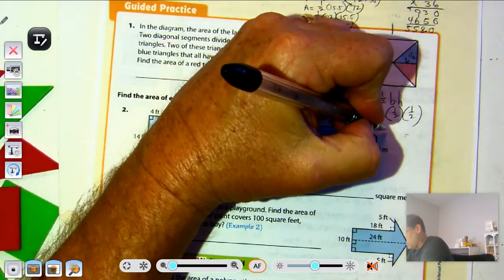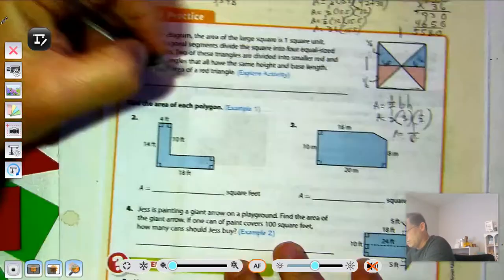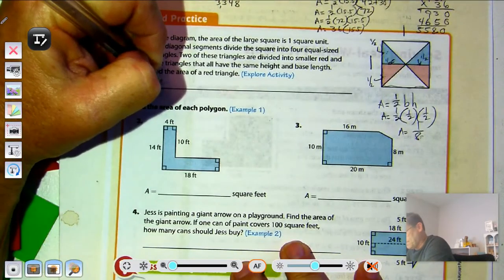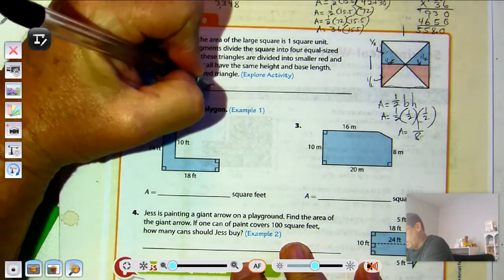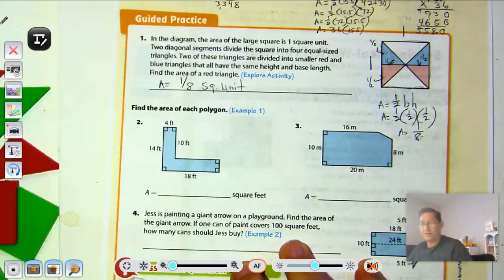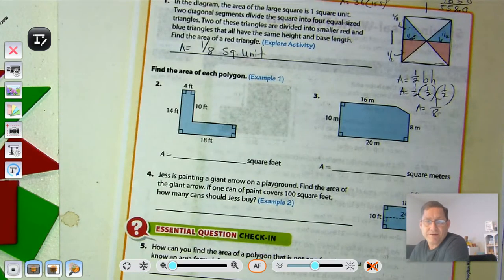Well, 1 times 1 times 1 is 1, and 2 times 2 times 2 is 8. So we have 1/8. 1/8 square unit. And you could make that into a decimal too. So either way. All right, number 2, find the area of each polygon.